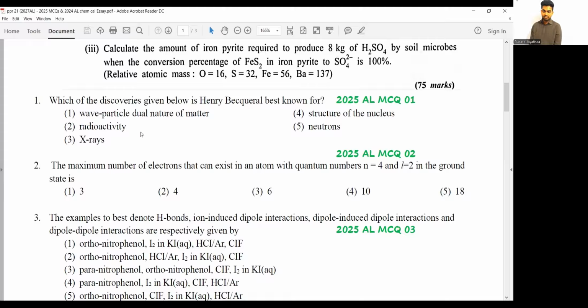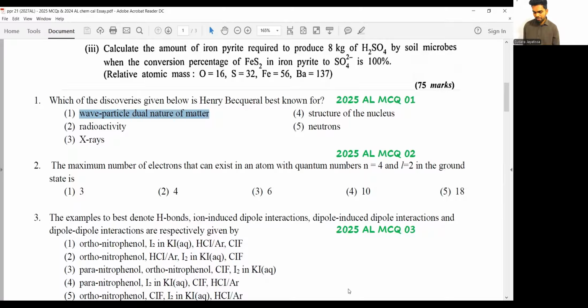Radioactivity is the answer that Henry Becquerel is related to. And then you have other experimental findings, other discoveries. So now let's write in front of them those discoveries. Who are the scientists related to those experiments? So the wave particle dual nature of matter is explained by de Broglie. Okay, Louis de Broglie. Write down that one. De Broglie is the one who explained the wave particle dual behavior of matter.